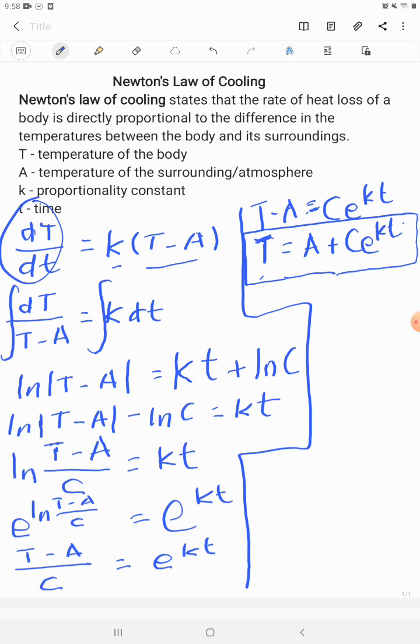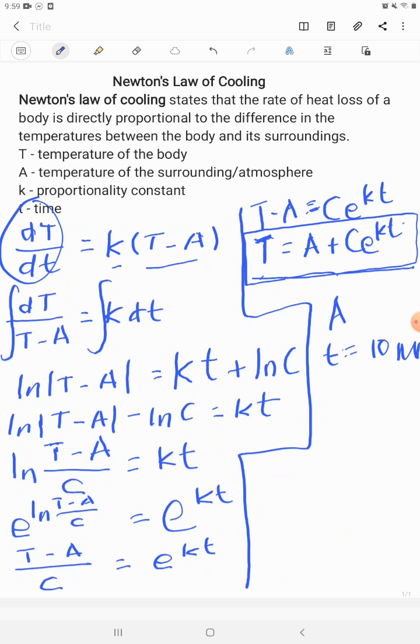So let's say you have a thermometer and you brought it to a room where the temperature is A, and you want to find out, after time equals 10 minutes, what is the temperature of the thermometer after it has been brought to the room. You can already solve it using this formula.